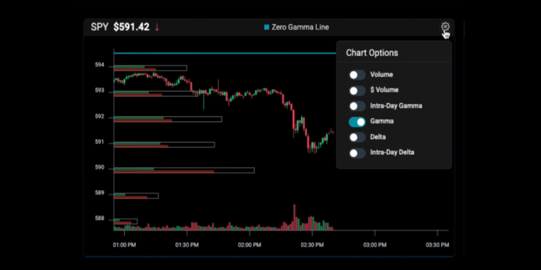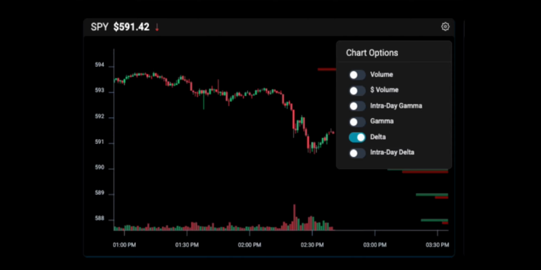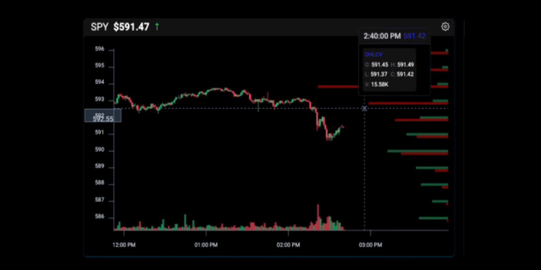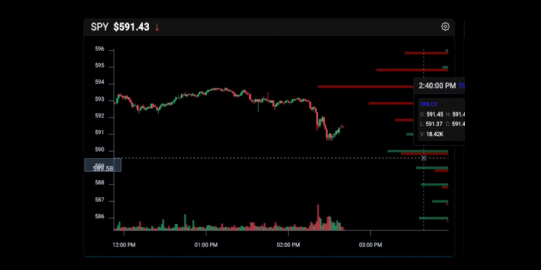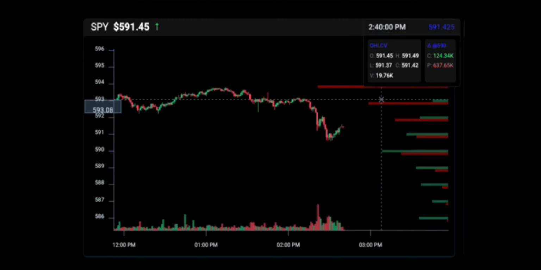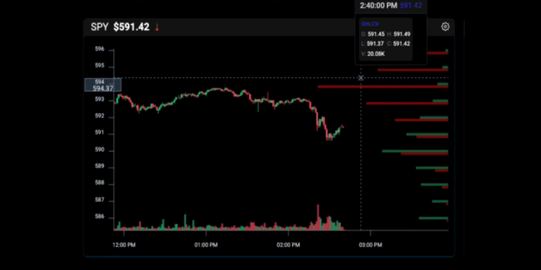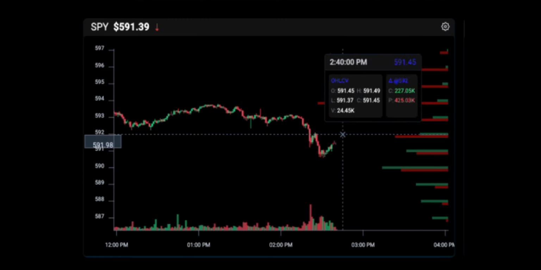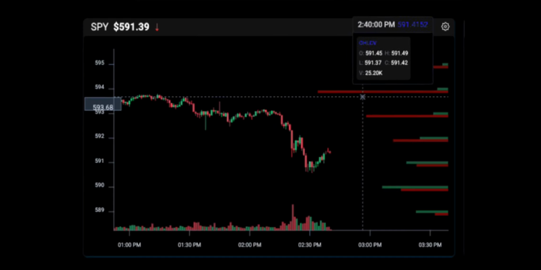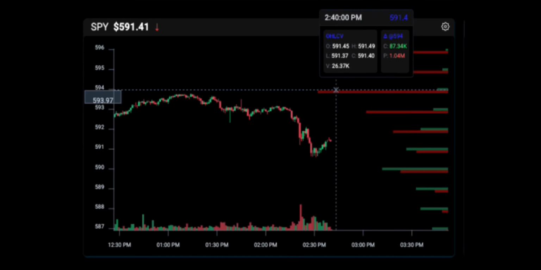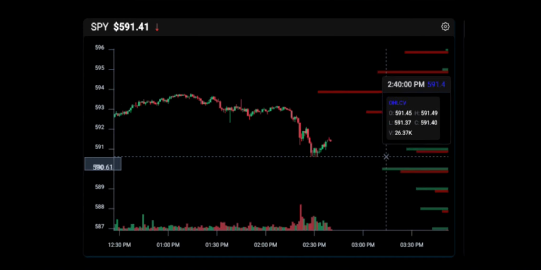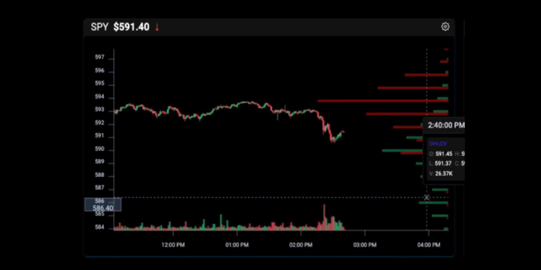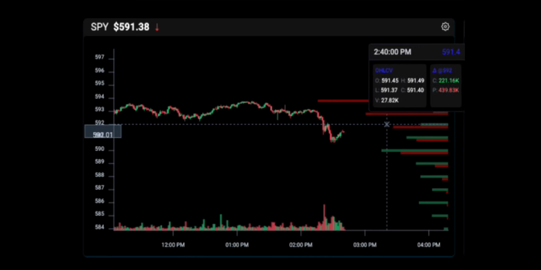Delta is showing something else too. Take a look at 590. That's a serious wall of call buying, possibly support. Now, go above, around 594 to 595, and you'll see Delta flips red. That could act as resistance, so what we're looking at is a pin zone to downward pressure until we get to 590, where we can buy.